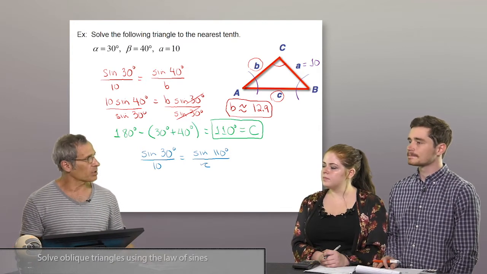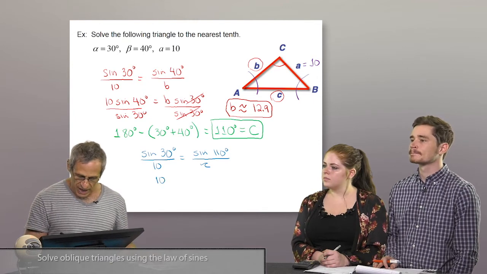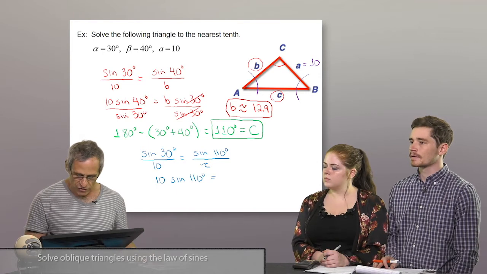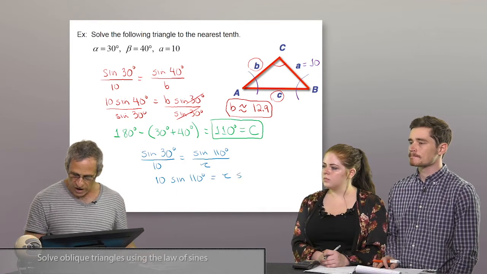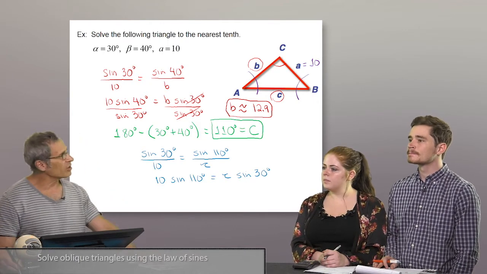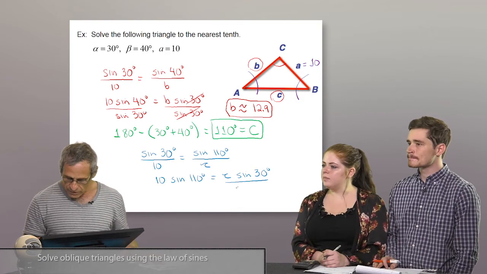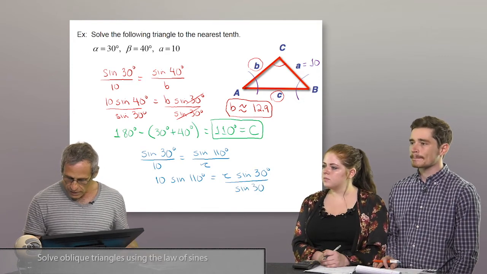And again, I'll multiply both sides of the equation by what? By 10c. So this gives me 10 sine of what? Sine of 110. Very good. And that's equal to c times what? Sine of 30 degrees. And to complete this, I'll just divide both sides of the equation by sine of 30 degrees. And we're done.